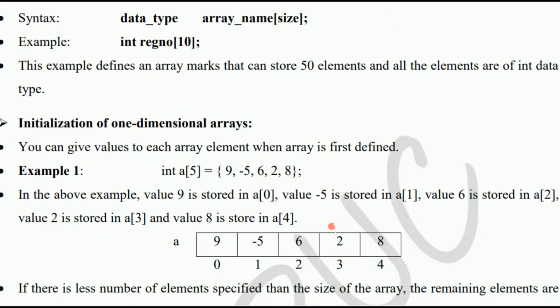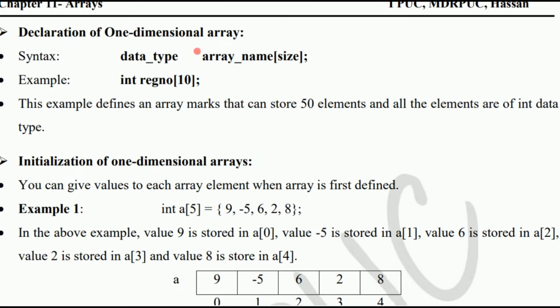And how can we declare a one-dimensional array? We can declare it by taking the data type, the array name and the size. As we can see in the example, int is the data type, reg is the name, and the size is 10. And remember one thing, in one array we can store only one type of data. If it is int, we can store only integers. If it is float, we can store floats. If it is character, we can store character values. That means by using an array, we can store many values of only one type.